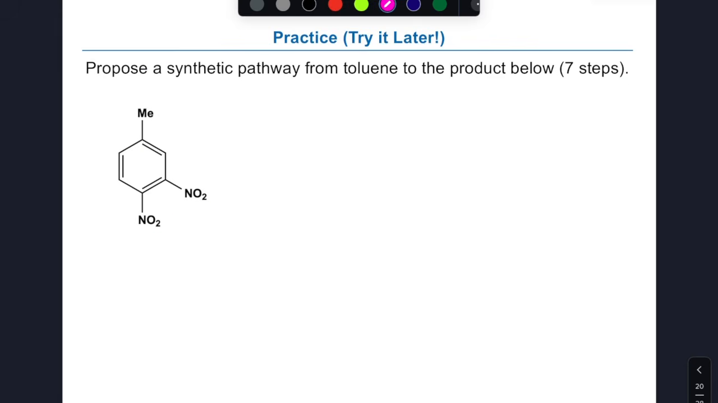So take a moment, try to look at a compound like this and figure out what you might do in order to install this particular substitution pattern. So I'm going to list out the steps, and I would like you to try and draw out the components. So first would be nitration. So H2SO4 with HNO3.